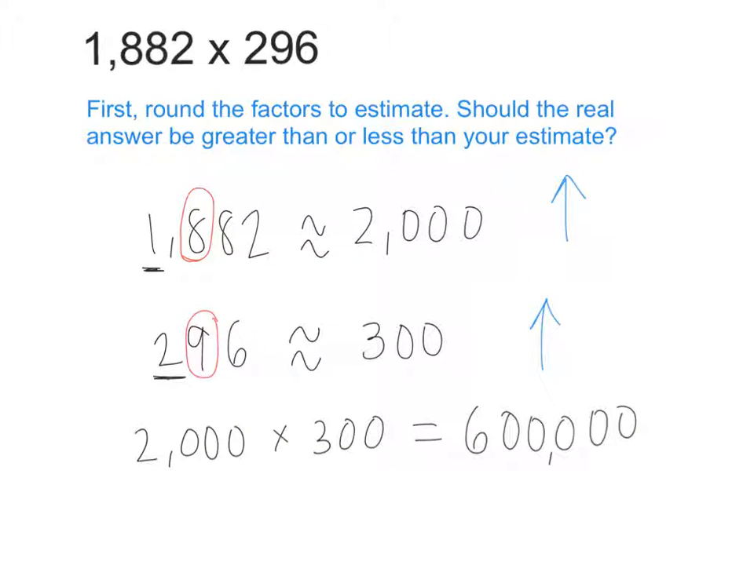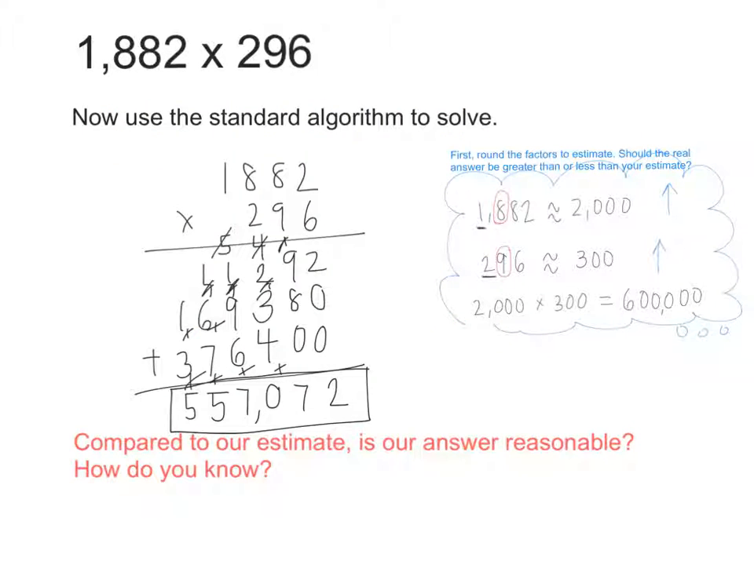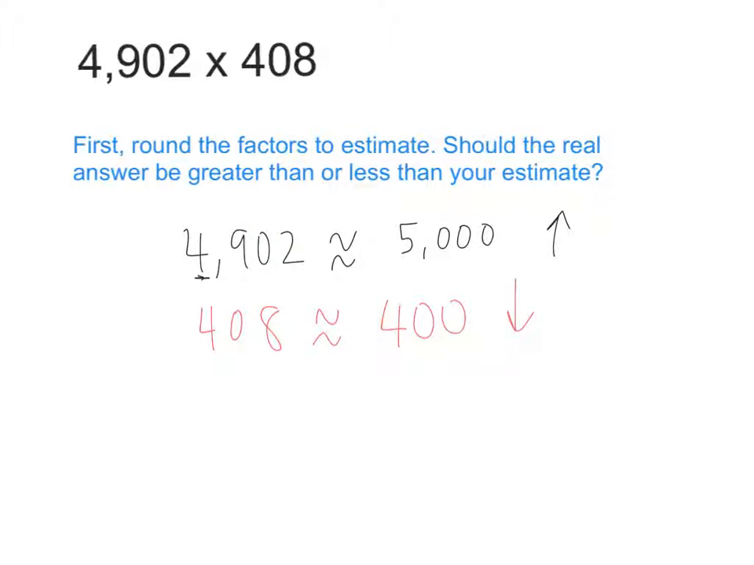So in this case, because we rounded both factors up, we made both factors higher when we estimated, we know that our real product is going to be less than our estimated product of 600,000. Go ahead and do the multiplication in your notebook and check to see if that's actually what the case is. If our estimate was 600,000 and we knew it had to be lower because we rounded the factors up, is our answer reasonable? Yes. So should we feel confident about our answer? Yes. Great.